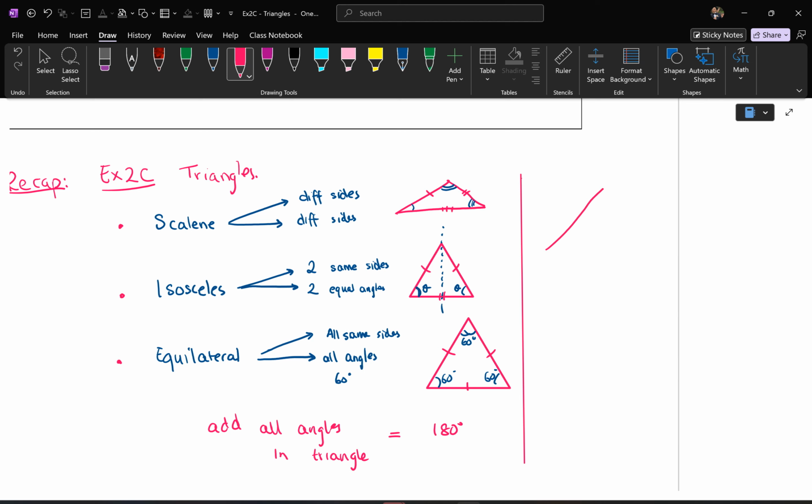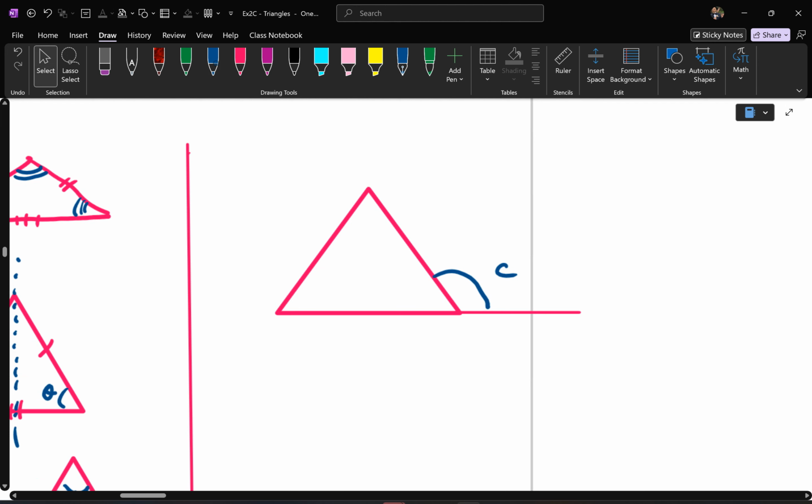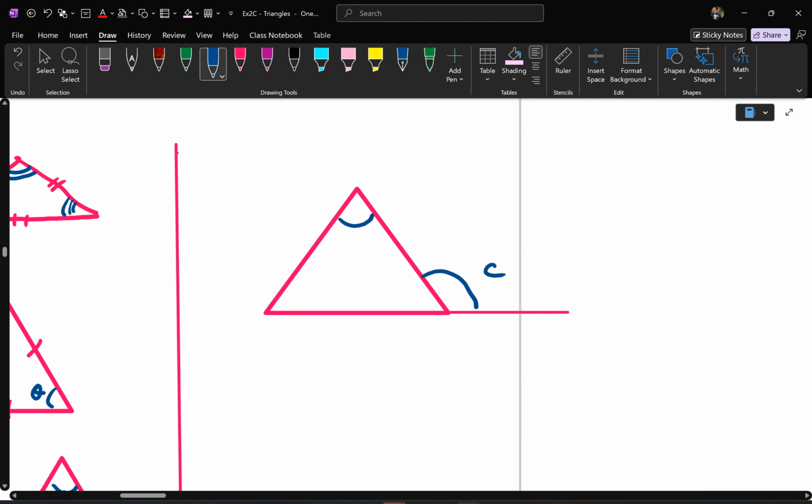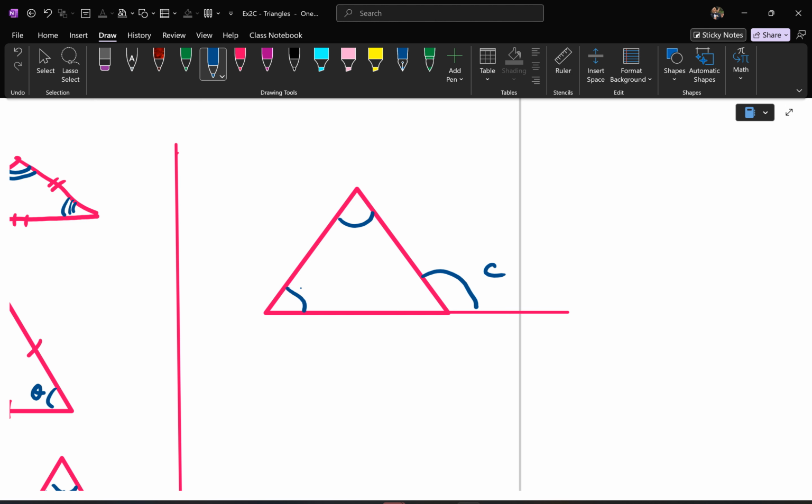If you have a triangle, which we know the interior angles add up to 180, but if I extend that length, if I just made the line a bit longer, that creates an obtuse angle. So let's call that C. There's a rule that if you add the two opposite angles, the two interior ones, inside and opposite to C, let's call them A and B, if you add these two, A plus B will equal the exterior.